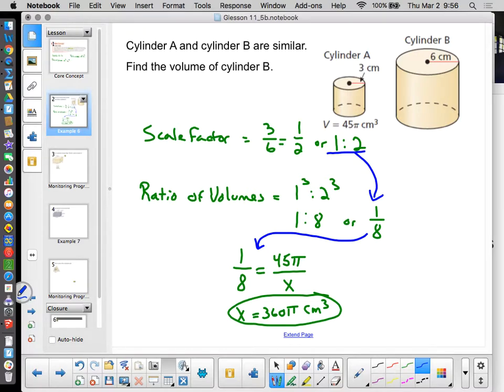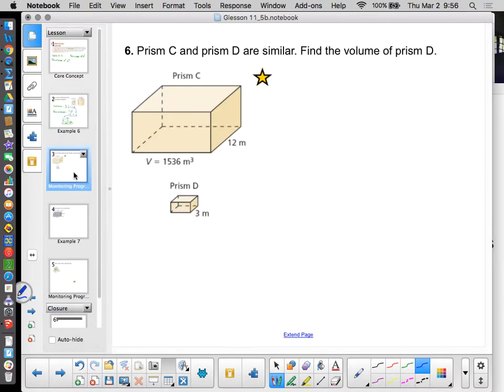All right, we've done that now with cylinders. Let's have you try it with a couple prisms. Notice they give us the volume of the big prism. They give us the corresponding side lengths, and they tell us they are similar. Okay, so I'm going to walk you through just a little bit. We have to start by finding the scale factor. I'm going to leave that to you. We're going to have to then find the ratio of volumes.